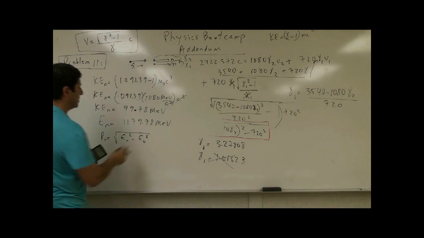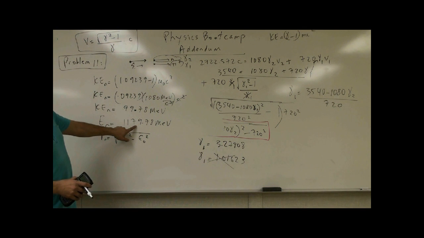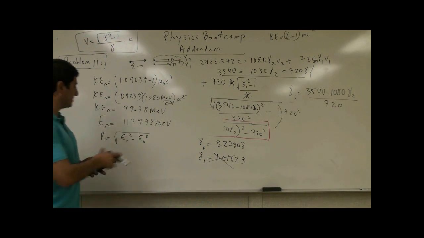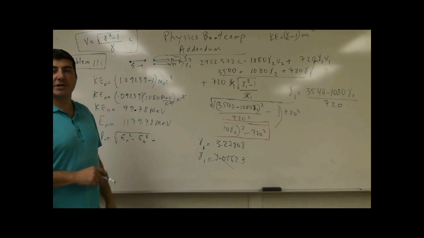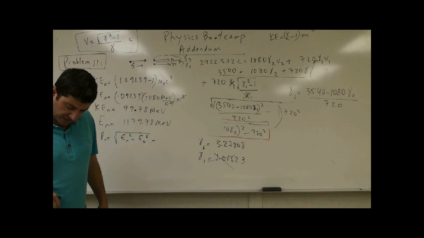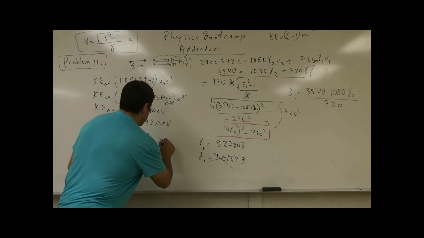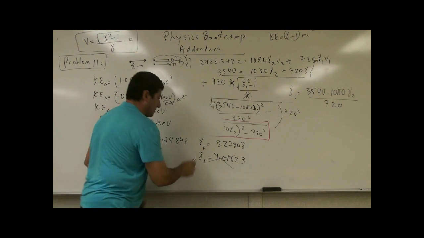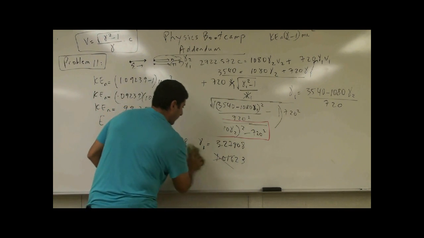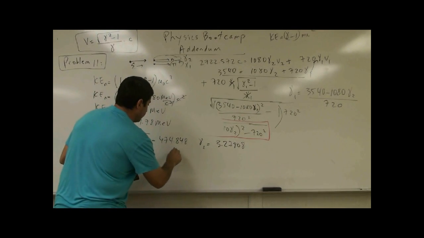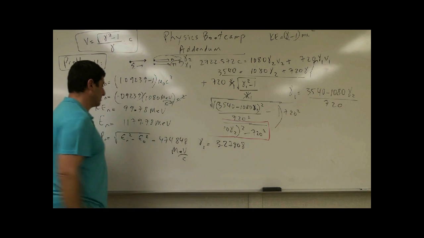And then the momentum of the neutron is the square root of the total energy squared minus the rest energy squared. So you take this squared minus its rest energy 1080 squared, square root that. And when you calculate that, you can do that yourself, you get 474.848. Okay? And that's in units of mega electron volts per c.